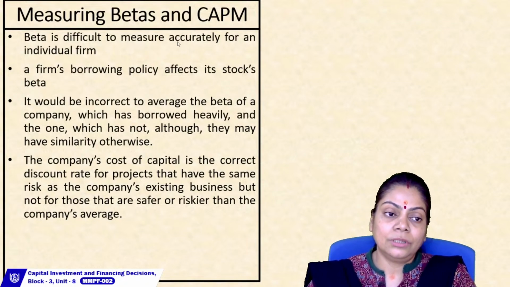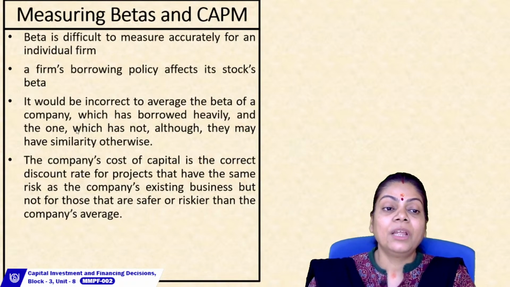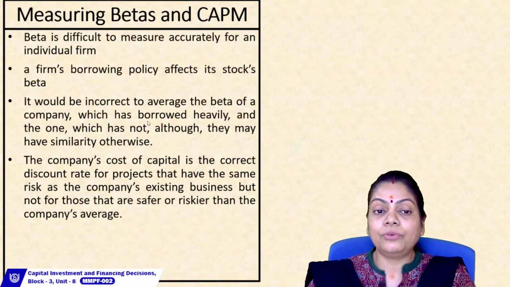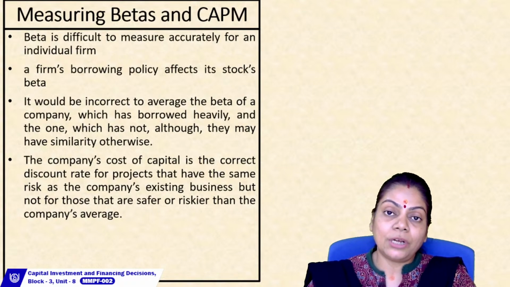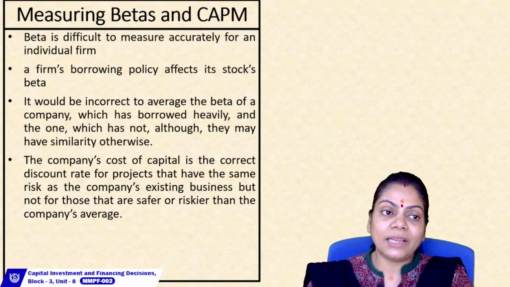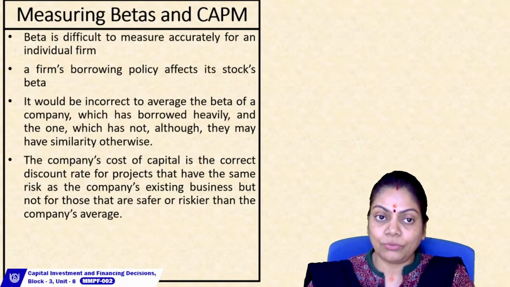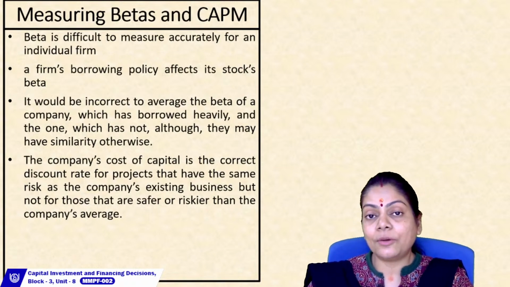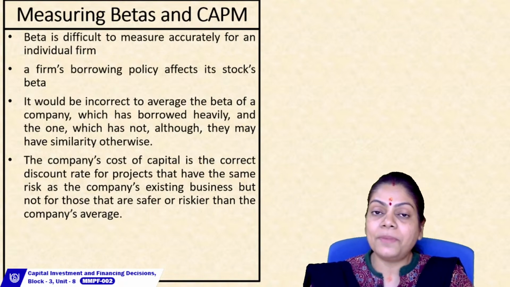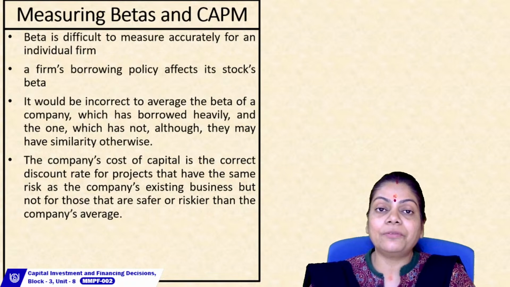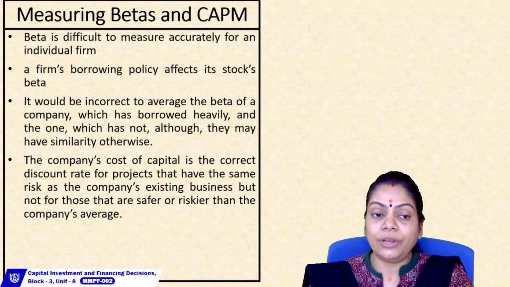Now, the borrowing policy, as in the talk about the financial leverage, it is very incorrect to average the beta of a company which has borrowed heavily and compare it with a company which has no borrowing at all, because a company which has borrowed heavily has exposed itself to a huge amount of financial risk as compared to a company which has not borrowed. So you simply cannot average or compare with similar kind of companies in the industry.